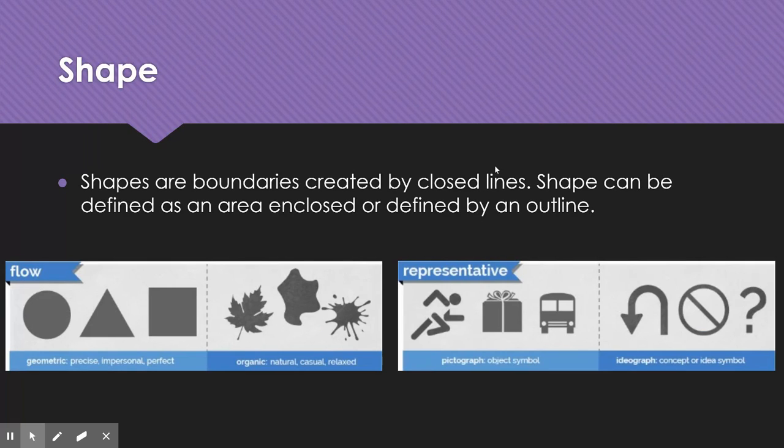Shapes, again going back to learning Illustrator and talking about how to create these shapes, are boundaries created by closed lines, right? We've learned how to create closed shapes, so that's where that comes from. And they come in a variety of different things. We can have these nice, clean, geometric shapes that we're all used to making. We can get these organic types, which don't necessarily have straight lines to them. We've got infographics and picture graphics, things that help explain stuff to us, right?